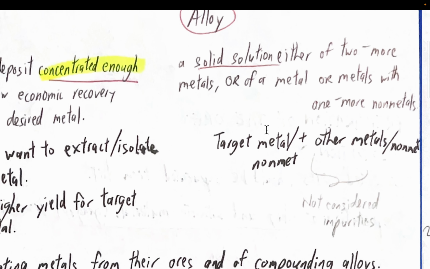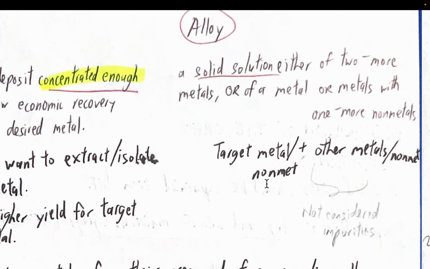So, if ever your target metal is a nonmetal and it is combined with other metals or nonmetals, this portion they're not considered impurities. This one is.